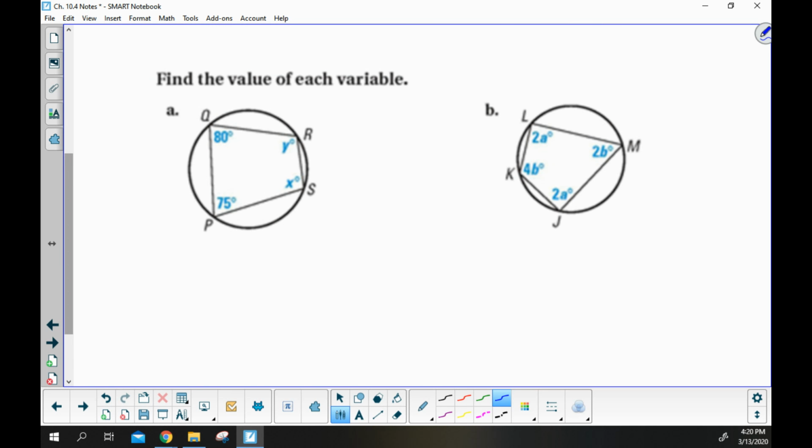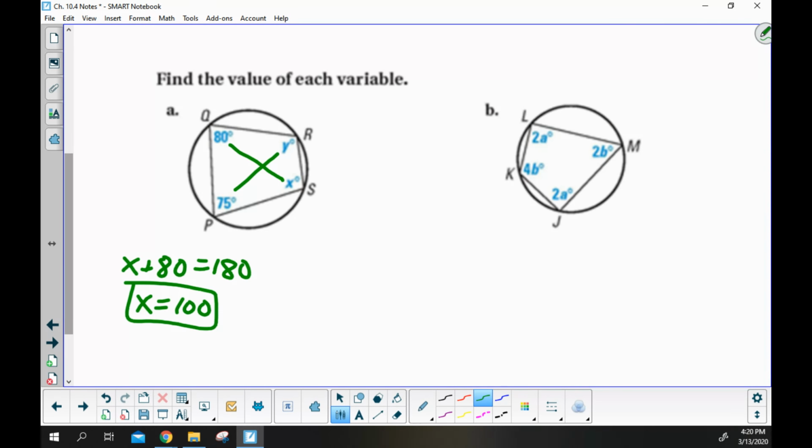All right, so here we go. We have Q, P, S, R, and it is inscribed inside a circle. Since we know that opposite angles have to be supplementary, we can set up our equations to solve for x and y. X plus 80 equals 180, so in this case x equals 100. And then my second one, y plus 75 equals 180, so y equals 105.